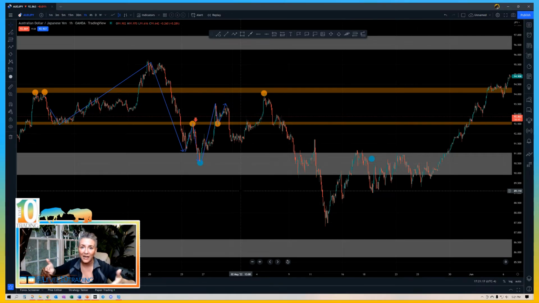But this is why people like support and resistance levels, because when they draw them, it gives them some indication of what possibly could happen in the future.